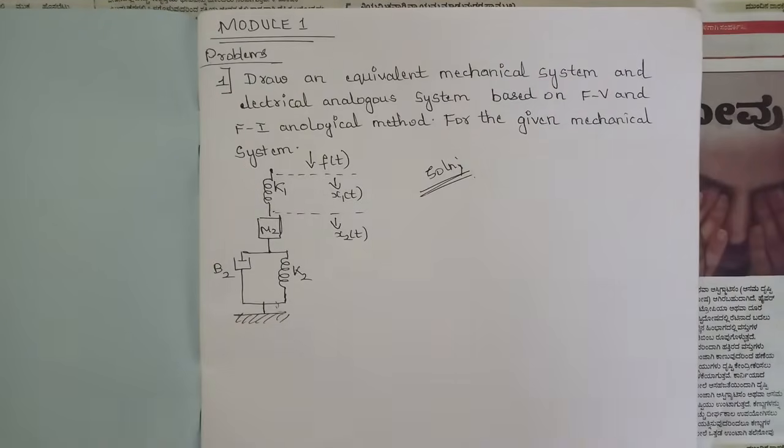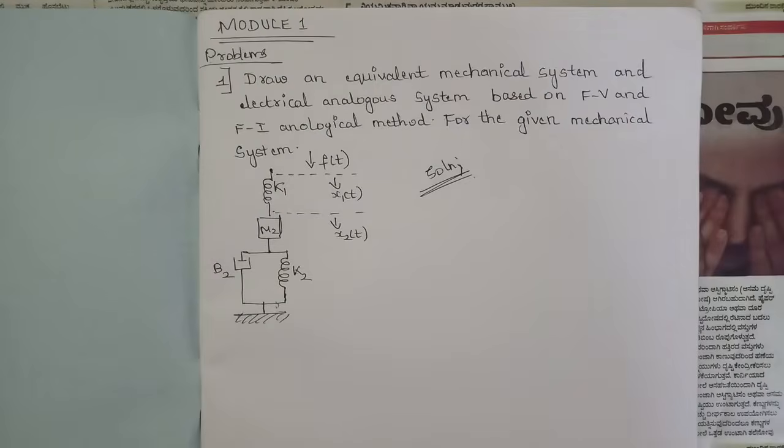In our previous two sessions we have discussed all the introductions related to control systems, all the mechanical systems, and the two types of analogies for analogous systems, that is FV analogy and FI analogy. From this session we are going to solve many interesting problems.